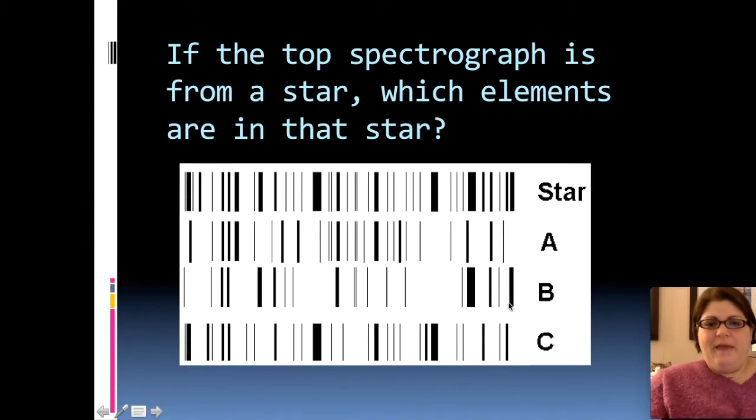When we look at B, every line that's in B is also found in the star. Whereas with A, there are a lot of lines that are similar, but there are some that are different. So, for example, the star does not have a thick line right next to this big thick one, nor does it have these two thick lines up here. If we look at C, we also can find that there are some lines, for example this thicker one, that are not found in the star. So the only element of these three that's in the star is the element labeled B.